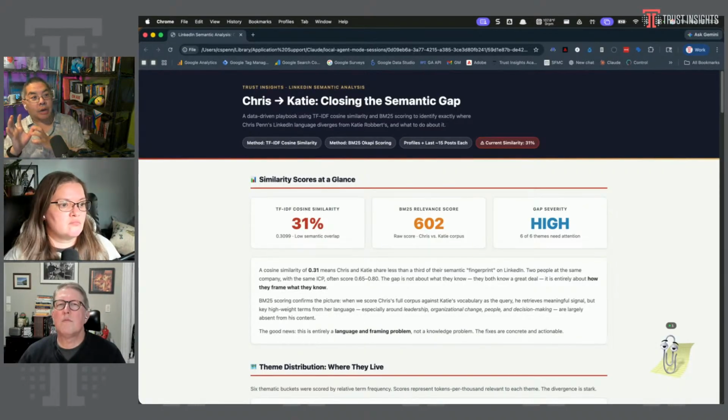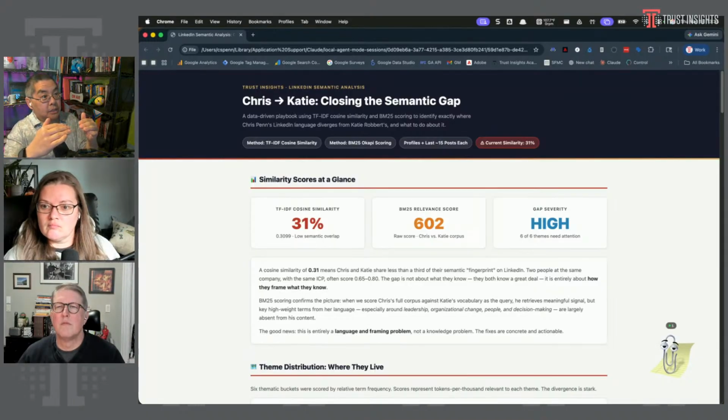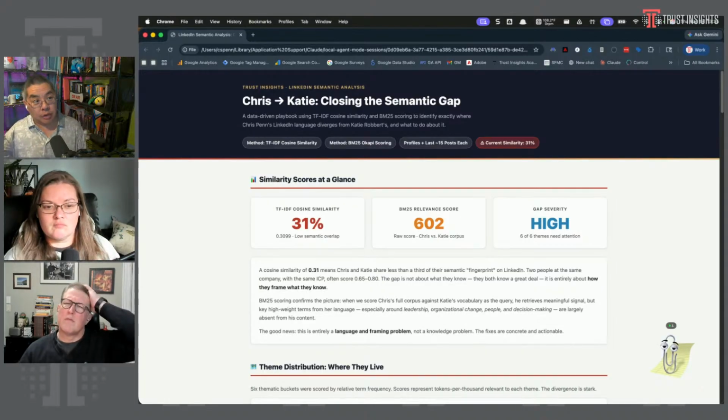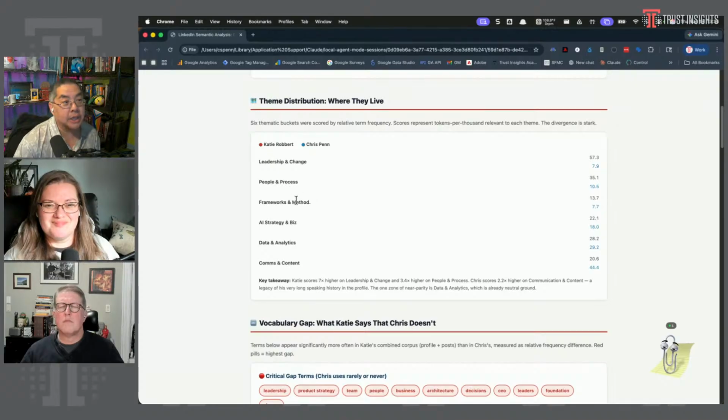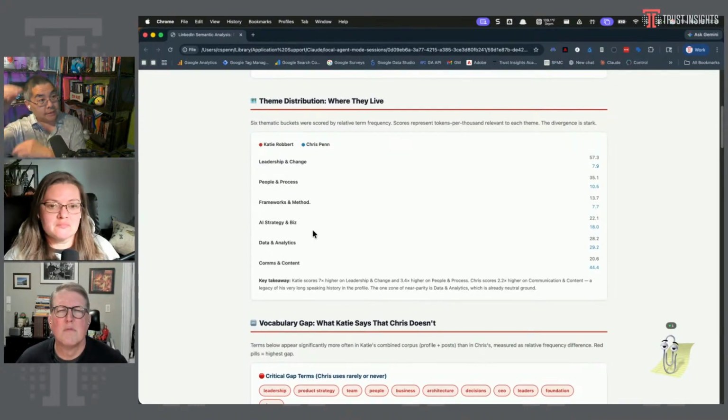So this is actually a really great example of the difference between going keyword-based, which says, hey, things suck, versus embedding-based, where it says actually you two have a strong overlap, but there's still useful things in here. So it came up with your theme distribution, where who does what. Katie talks a lot about leadership and change, Chris not so much. Katie talks a lot about people and process, Chris not so much. Katie talks about framework and method, Chris not so much. AI strategy and business, Katie and Chris talk about a lot. Data and analytics, Katie and Chris talk about a lot. Comms and content, Chris talks about more than Katie. And so there's kind of this nice little skew.